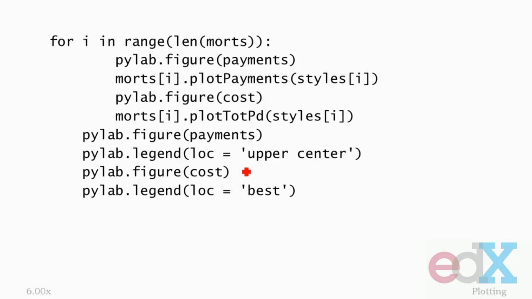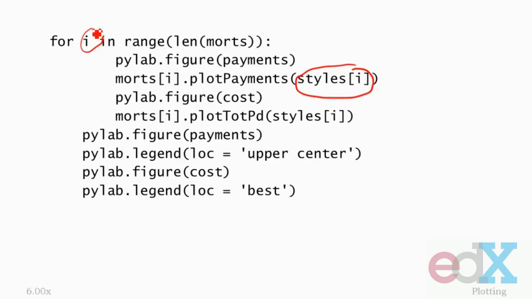Going on to look at the rest of that function, we then look at each mortgage, for i in range len of morts. We create a payments figure, plot the payments. We then go to the cost figure, plot the total paid, or the cost. Notice that each time we do that, we pass in styles sub i. And what that's telling us is that for each mortgage in morts, we'll get a different style.